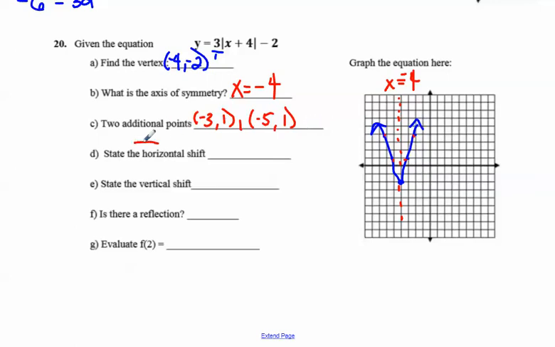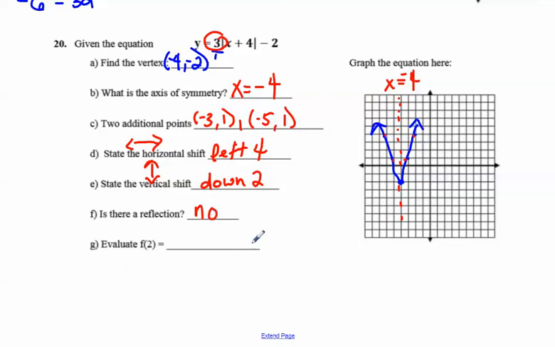Horizontal shift is the left and right. So we shifted left 4. And then the vertical shift is the up and down. We shifted down 2. Is there a reflection? If there was a reflection, my A value would have been negative, this number. But there was no negative, and we did not flip our absolute value upside down, so there's no reflection.